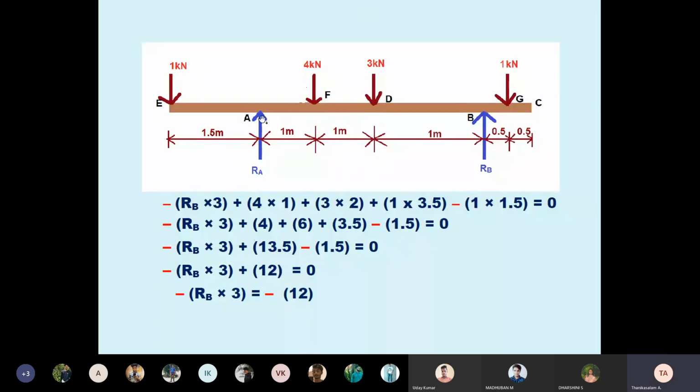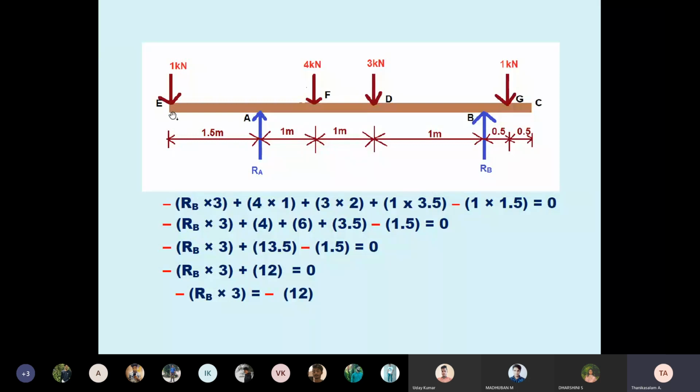See, reference point A. The D is here. What is A to D? 1 plus 1, 2. So 3 into 2, clockwise. Then see the G point. G point is 1 kilonewton. What is the total distance? 1 meter, 1 meter, 1 meter plus 0.5. Therefore 3.5. So 1 into 3.5, clockwise.